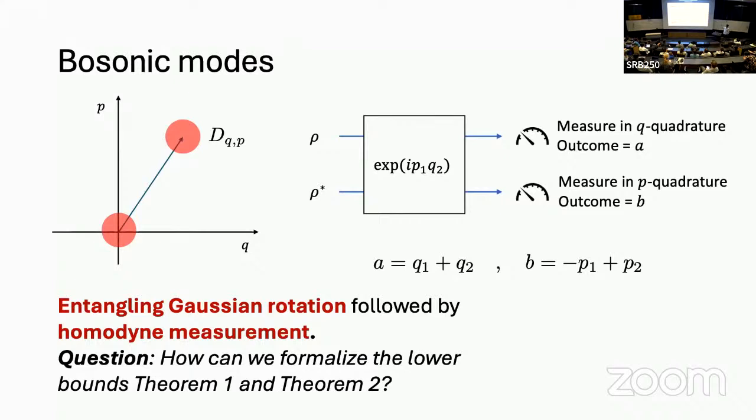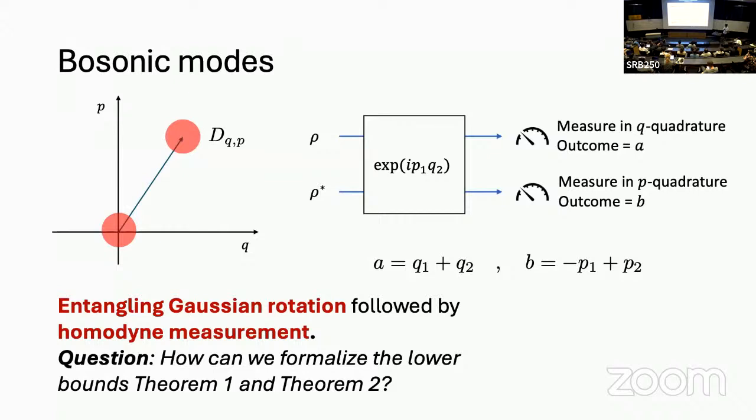So, you can take rho tensor rho star and apply this entangling Gaussian rotation. They call it a Gaussian rotation because it's e to the something quadratic. And then you perform measurements on the first register in the Q quadrature and the second one in the P quadrature. These are called homodyne measurements, and you probably know what this means better than I do. This gives you outcomes which are entangled on the two copies. So you get Q1 plus Q2, where Q is position, and then a momentum entangled measurement. And we can perform the same task on a bosonic mode.